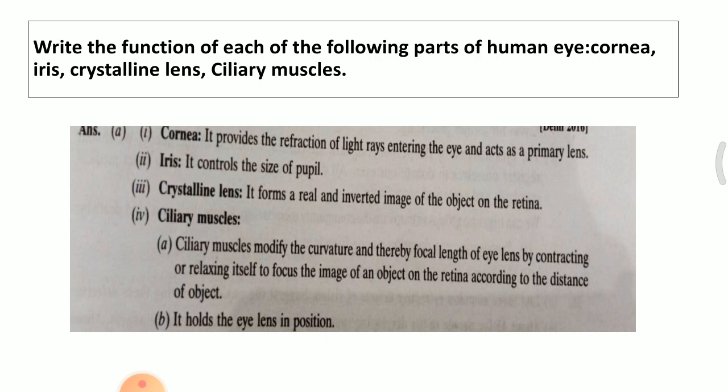Dear students, I hope you understood. You have to read the discussed questions, and I will also send one drawing video on how to draw the human eye. Watch that video and practice the diagram. Draw a structure of the human eye and study these questions.